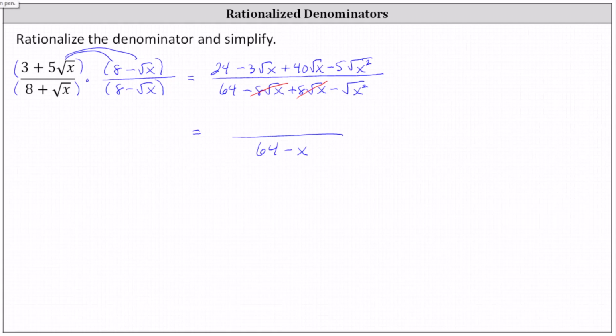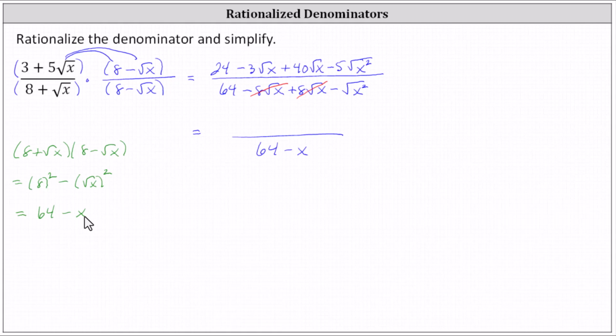The shortcut when multiplying the conjugates of 8 plus square root x and 8 minus square root x is to square the 8, square the square root of x, and subtract. And notice this does give us 64 minus x. But again, I normally like to show all four products.